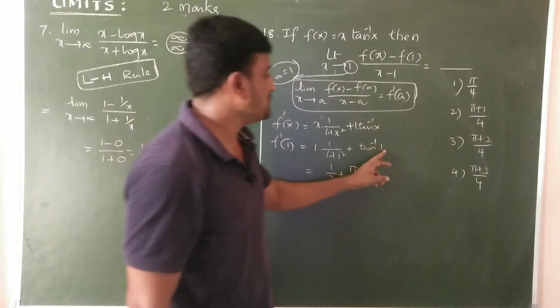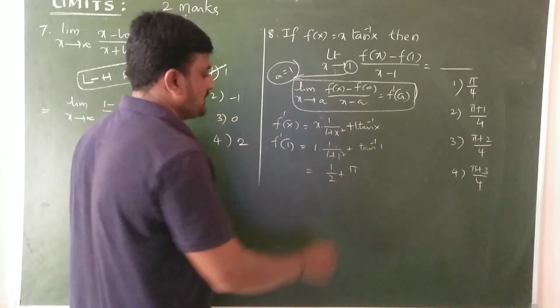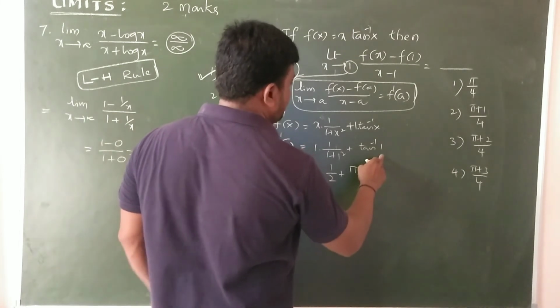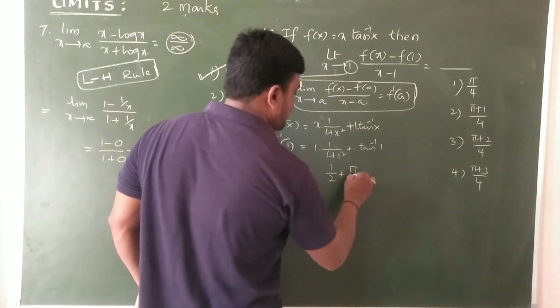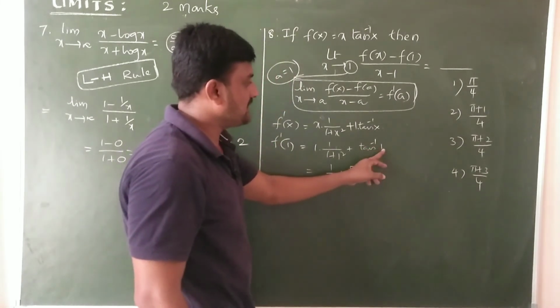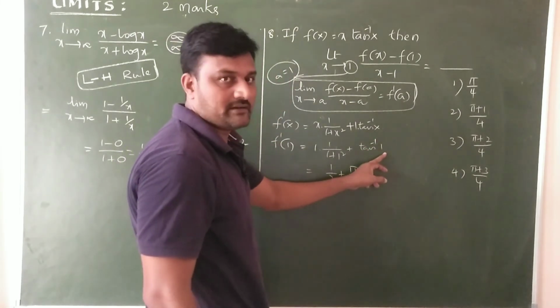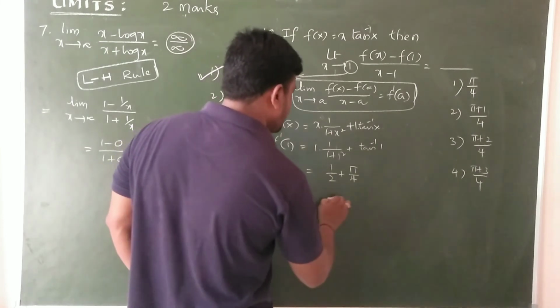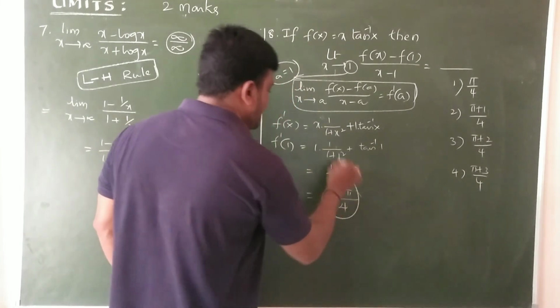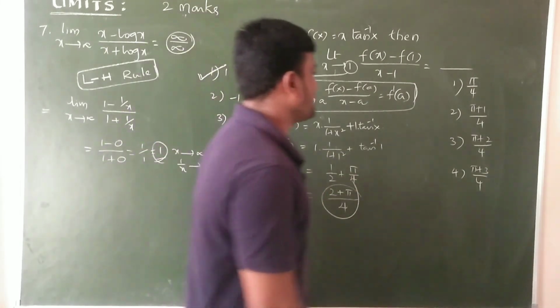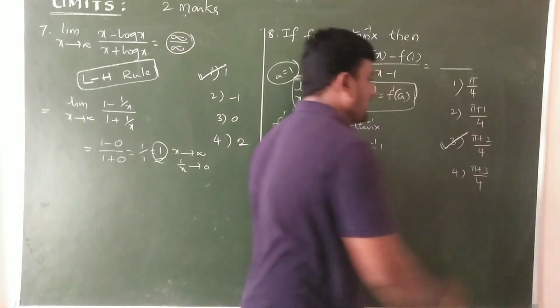Tan inverse 1, it should be what? Tan inverse 1 should be pi by 4, because tan of pi by 4 is 1, so it is pi by 4. So the LCM is 4, then it is 2 plus pi, (pi plus 2) by 4. Our option is the third one.